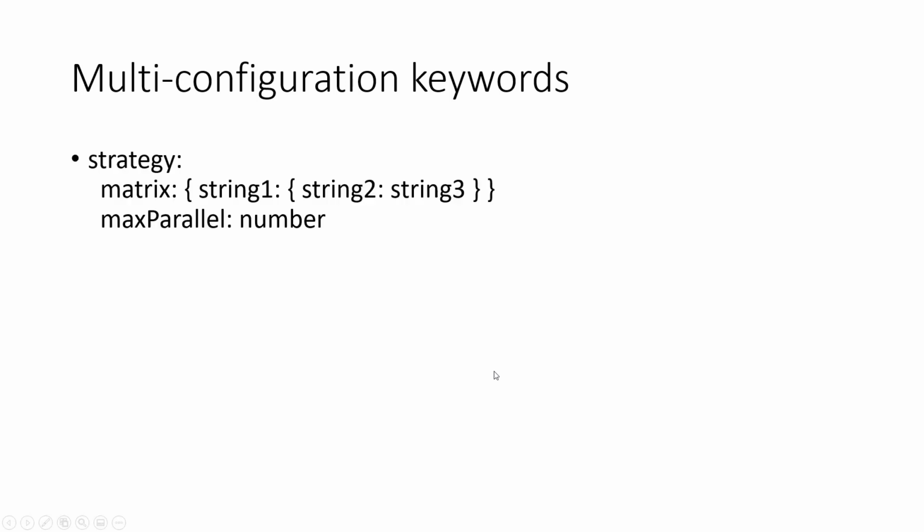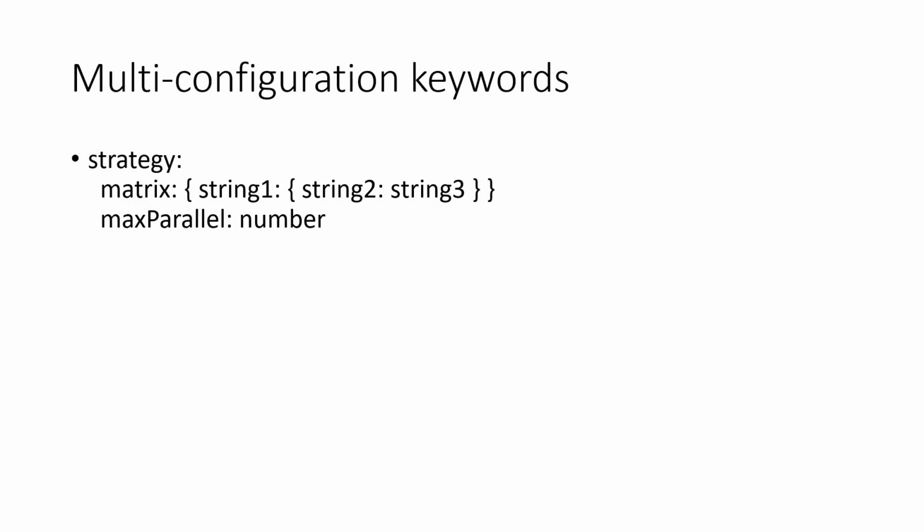There are some keywords around multi-configuration that we need to look at. The first keyword is strategy. This specifies the section in your YAML file where you're going to define how your multi-configuration works. In this video, we're going to look at the matrix strategy. There is also what's called the parallel strategy, which is used to slice up a large test matrix. We will address that in a future video. For now, we will stick with the matrix strategy.